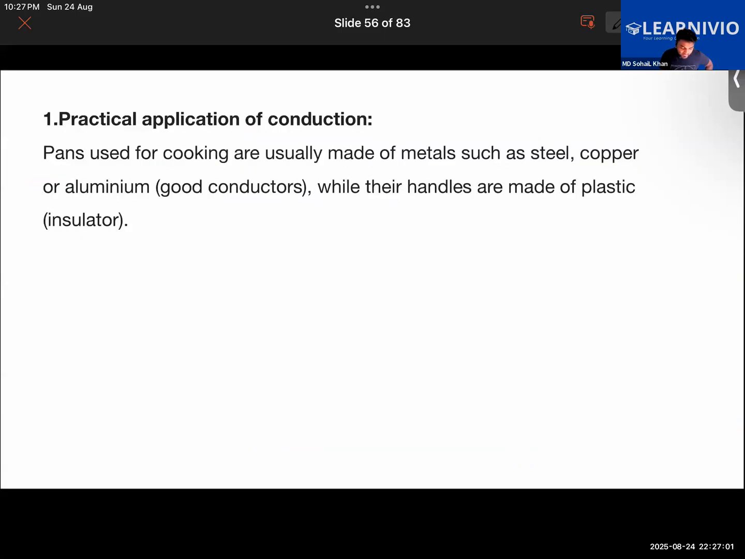Then we have practical applications of conduction in our daily life. If you were to make the cooking utensils of an insulator, you will not be able to cook the food. So in order to cook food properly, we'll be using good conductors, like copper, steel. Not particularly steel, stainless steel is preferred. Or cooking utensils made of cast iron is a good option.